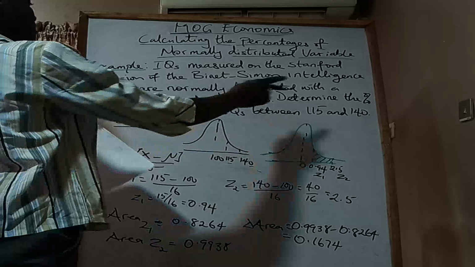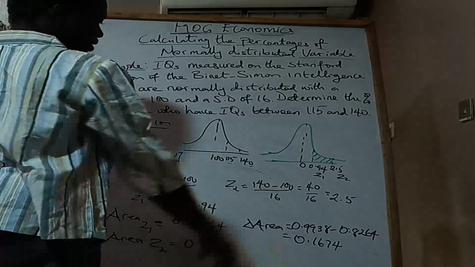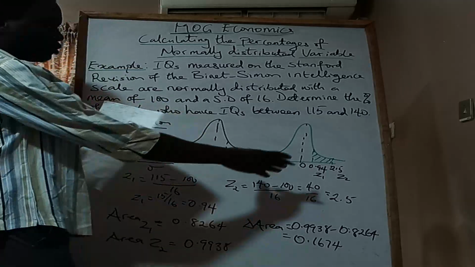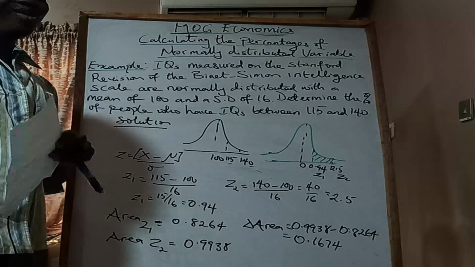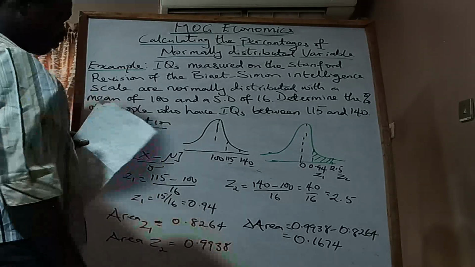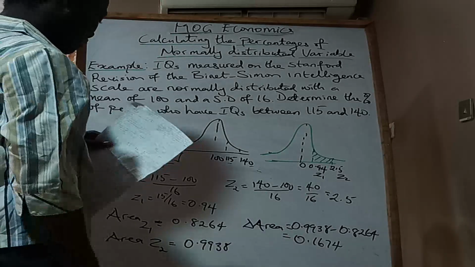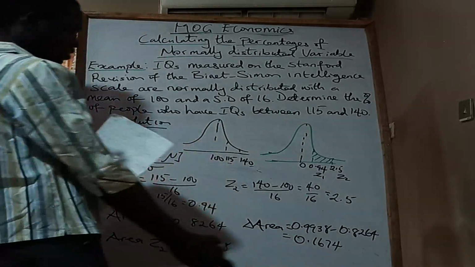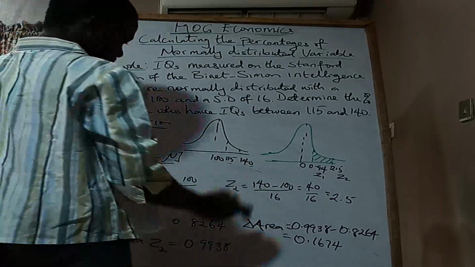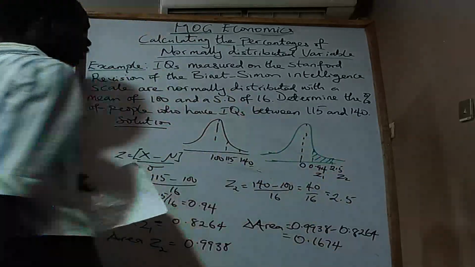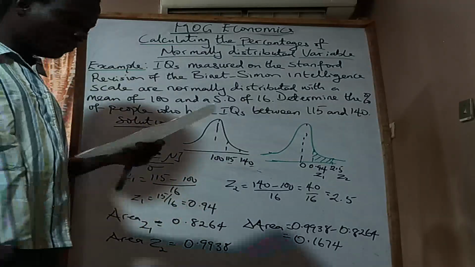But the question asks what percentage of people have IQs between 115 and 140. So 16.74% of the people have IQs between 115 and 140. That should be the answer: 0.8264 from this guy back, that's to the left, and then the other one. So 16.74% of the people have IQs between 115 and 140.